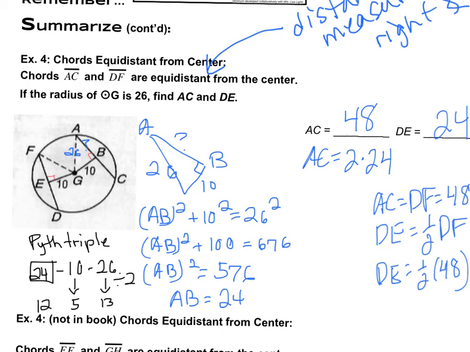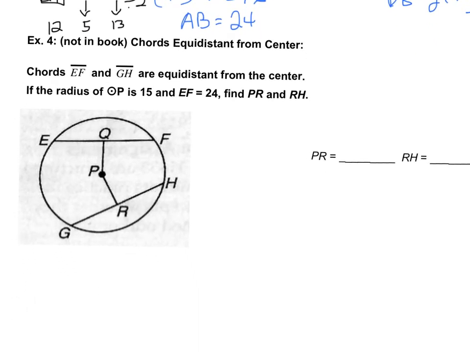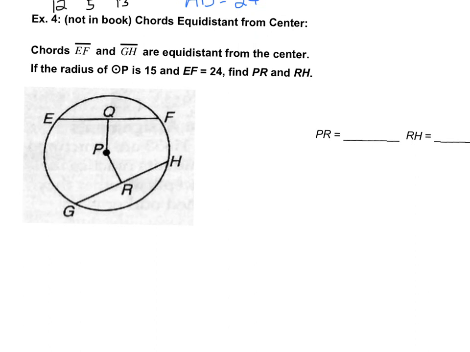Okay, our last example in this video is one that does not come from your textbook, but we're still talking about chords being equidistant from the center. And I'm looking at example 4B, actually this should be... sorry about that. But this is chords EF and GH, we're told, that are equidistant from the center, and what we need to do is find PR and RH.